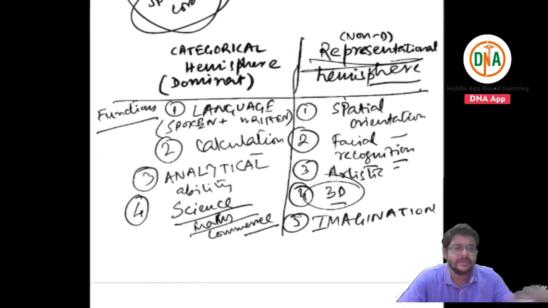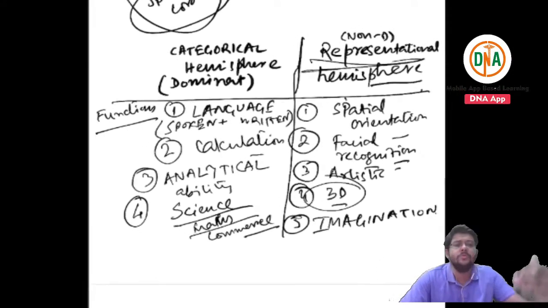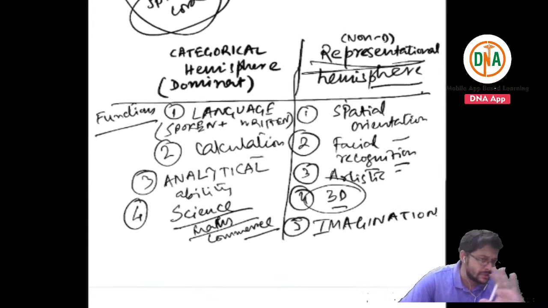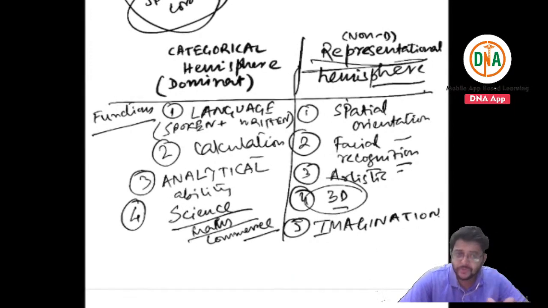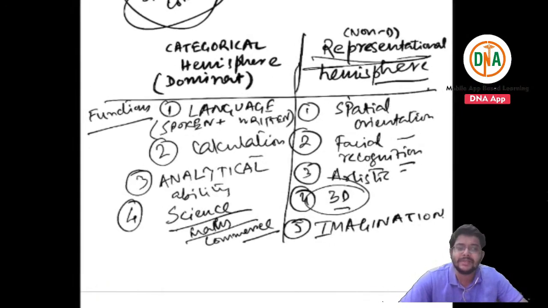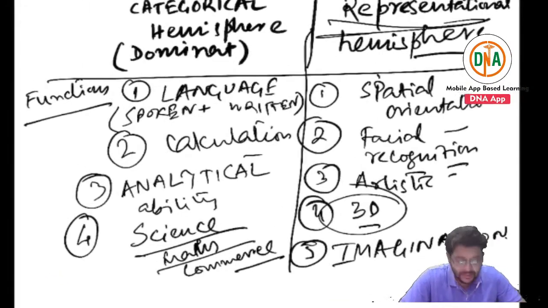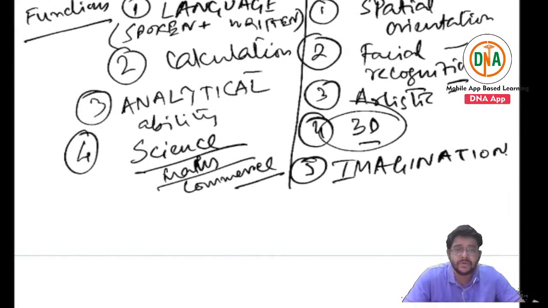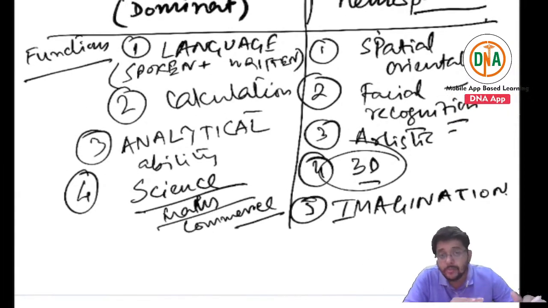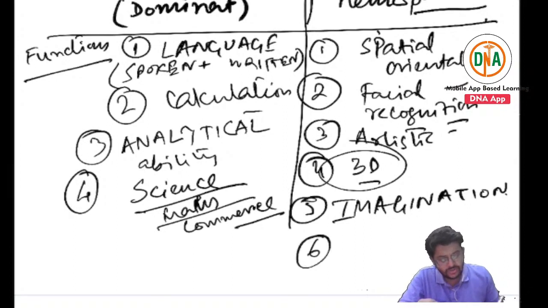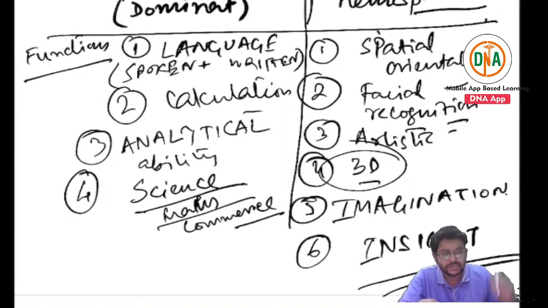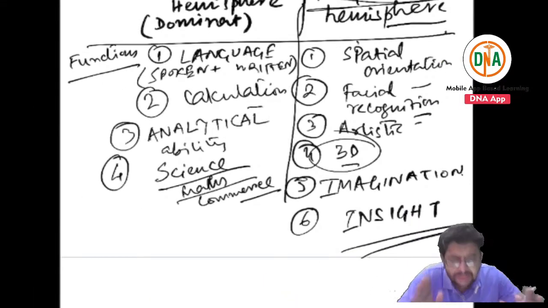You understand? So let us just go through the categorical hemisphere once again. As the class moves on, we will speed up. But right now, just go through once again so that you never forget anything. To not forget this, you must have a proper balance between representational and categorical. So categorical deals with language, spoken and written, oration, calculation, maths, science, commerce, analytical ability, logic. Very important. Whereas representational deals with emotions, spatial orientation, facial recognition, artistic ability, musical ability, imagination, our insight regarding a disease, that also comes in the representational hemisphere. So this table you must know by heart.